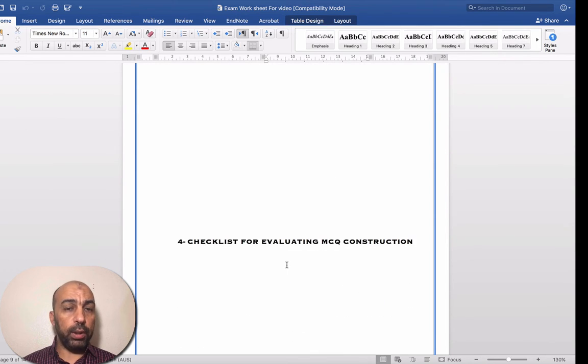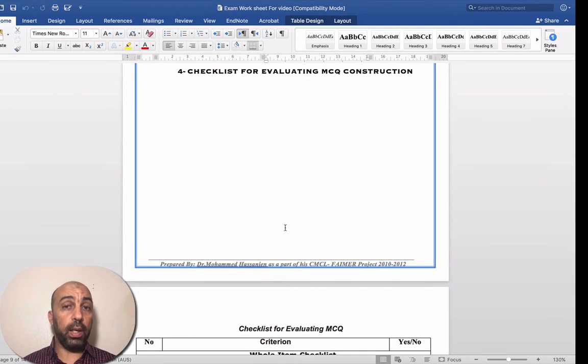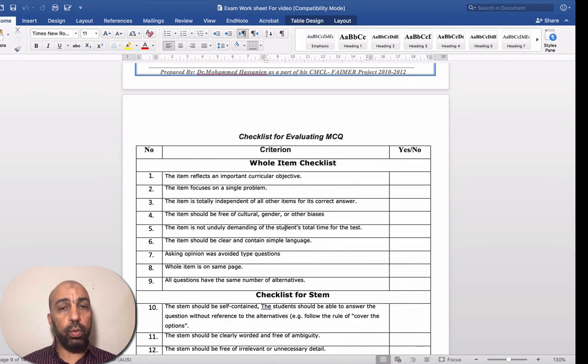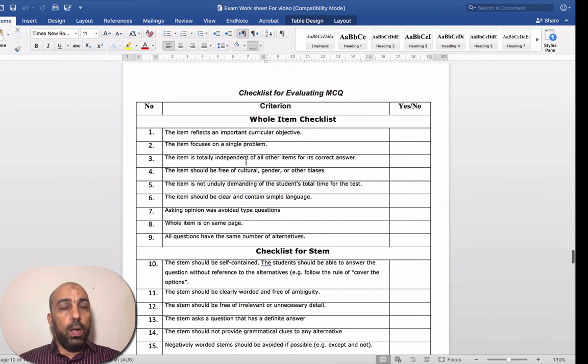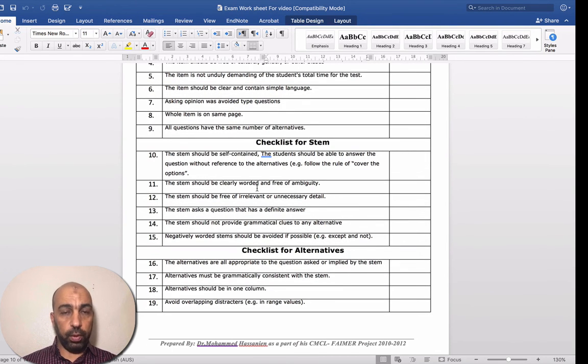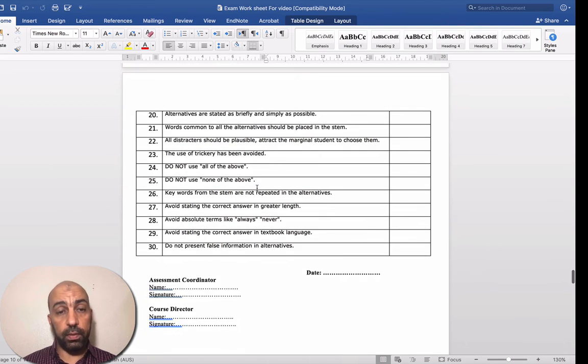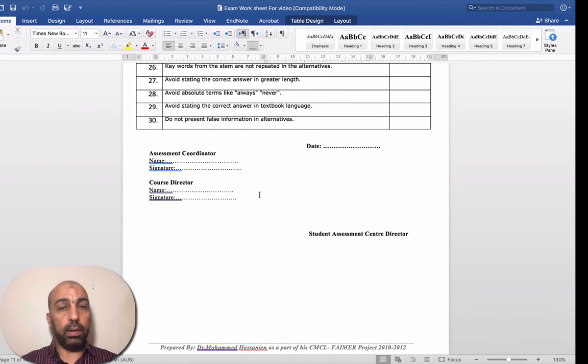After this, I put here a checklist for evaluating MCQ construction. Inshallah, in the process of developing this exam worksheet, I'll add a checklist for matching and another checklist for essay to be a complete one. And again, inshallah, we will have a session for writing MCQ. We have 9 items for the whole item checklist, 6 for the stem, and 10 for alternatives.